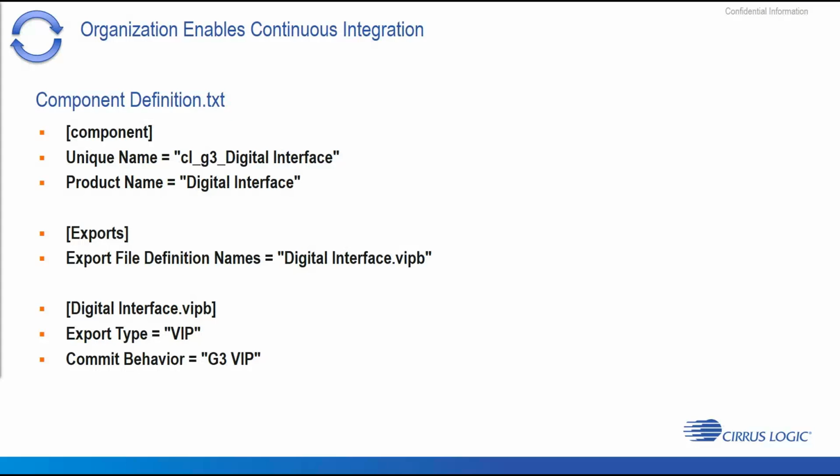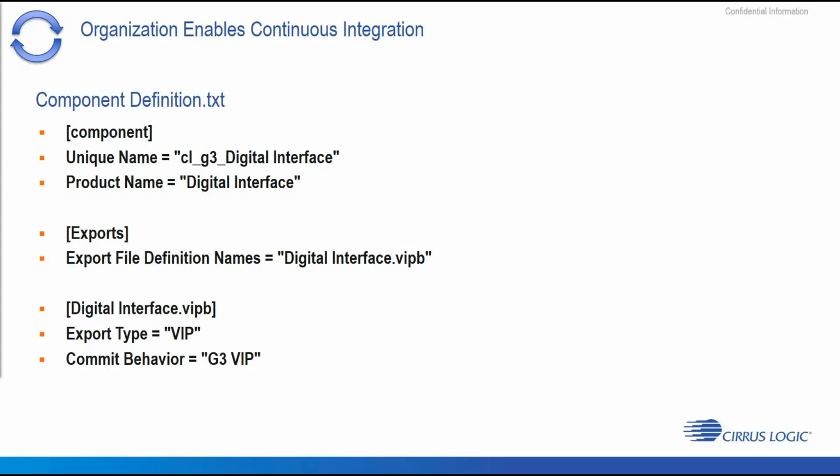The next section is, what can you export? So yes, you're a component. Great. What are you gonna make? So I say there's an export definition name. It's called digital interface.vipb. That points to my build specification, which is a VI package build spec.